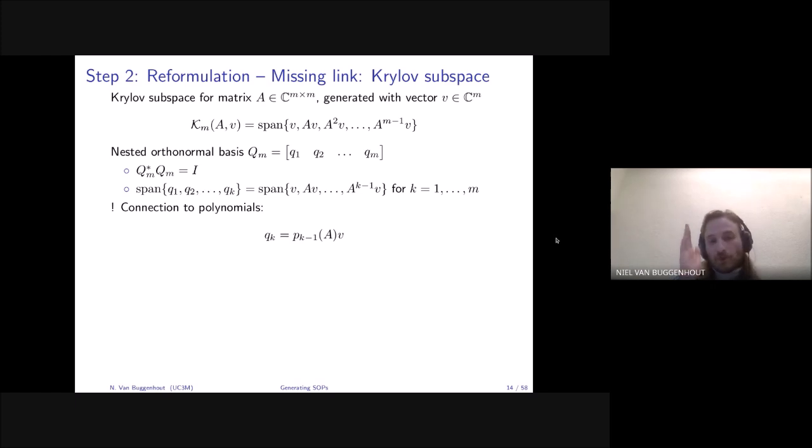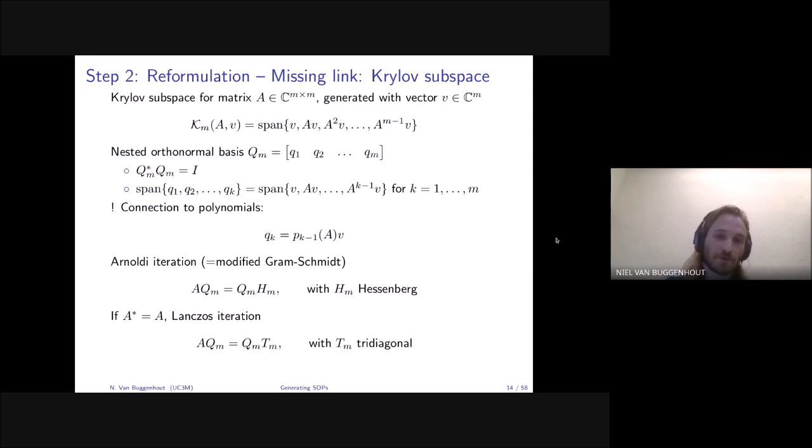So we have that the span from q1 to qk is equal to the span of V, AV, up to A to the power k minus 1 V. And you see here that if this qk is in this span of V, AV, until A to the power k minus 1 V, then this qk can also be written as a polynomial p_{k-1} evaluated in A times the vector V. And so this is where the connection between polynomials and matrices will become clear.